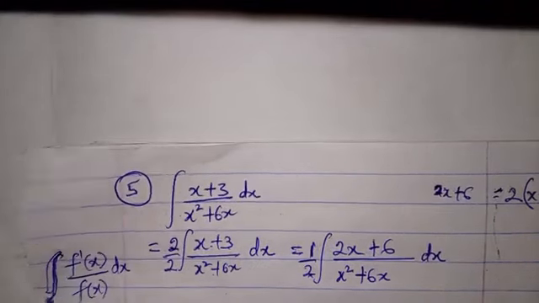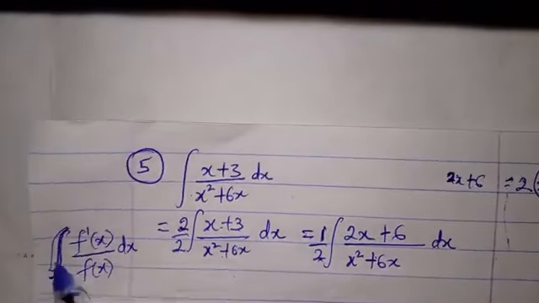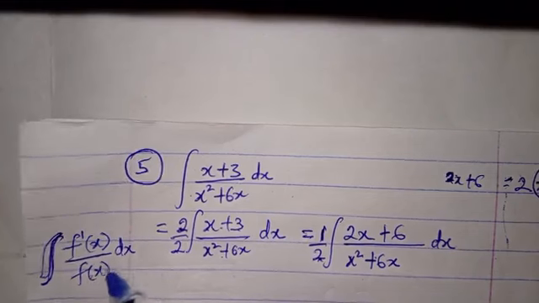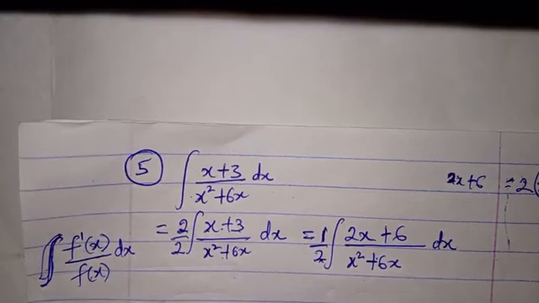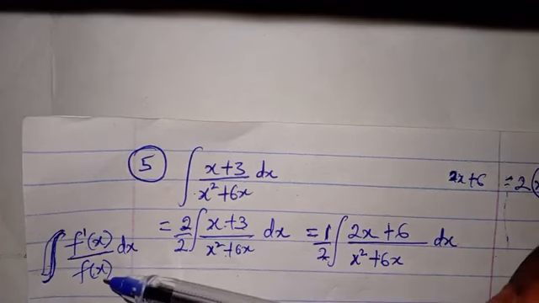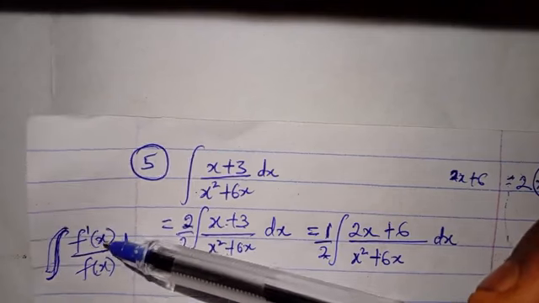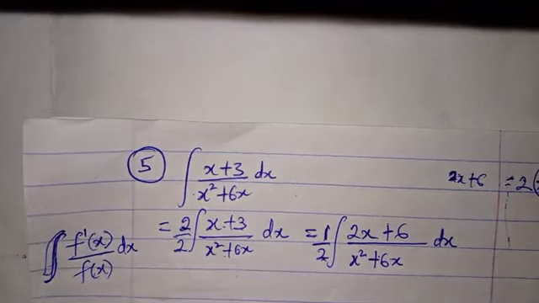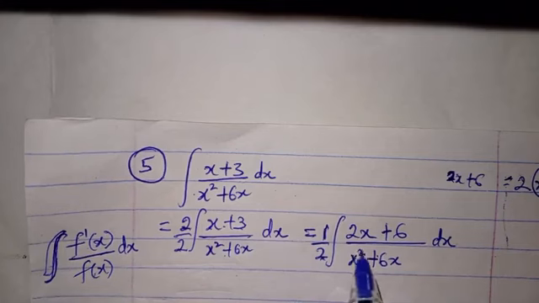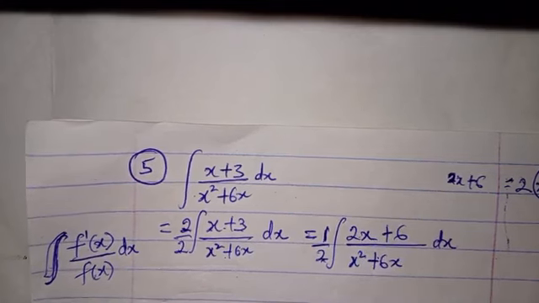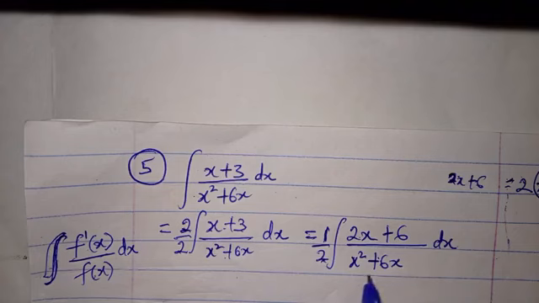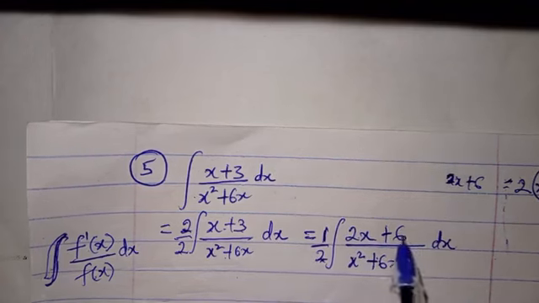If I have a function of this form, the integral of f prime of x over f of x dx, that is, if the derivative of the bottom is equal to what is at the top, then the integral is the natural logarithm of the bottom. The derivative of x squared plus 6x is 2x plus 6. The derivative of what we have at the bottom is what is at the top.